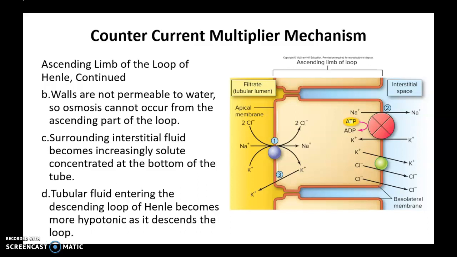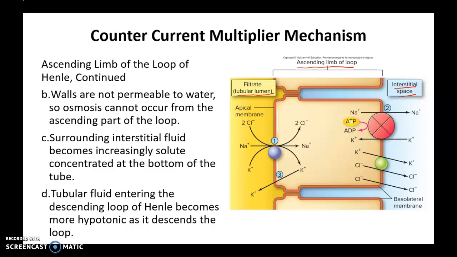So if you look at the diagram here, we are looking into the ascending limb of the loop of Henle. This is the tubular lumen side, and this is the interstitial space. And the tan colored cell that you see in between, these are the bad boys I drew out. Remember the bad boys? All right. So the first thing you have to remember is that the ascending limb of the loop is impermeable to water.